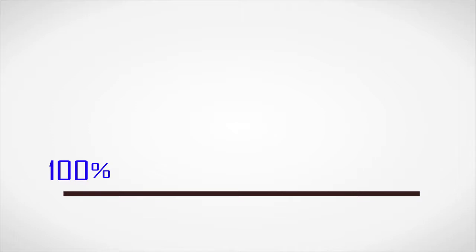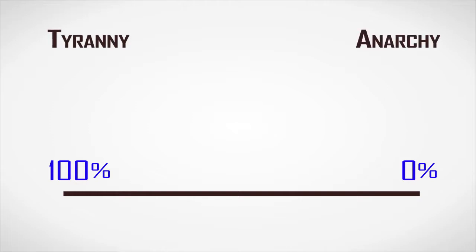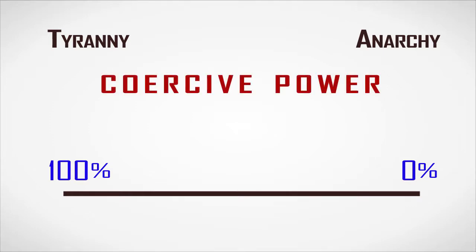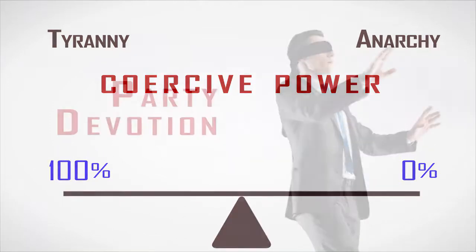Let me illustrate it this way. Imagine a line. You can draw it on a piece of paper if you want. On the left of the line, write 100%. On the right, write 0%. The far left is tyranny, and the far right is anarchy. Now, that's how the Founding Fathers measured political systems. They measured them in terms of the amount of coercive power, not parties. Measuring government this way is a wiser method. It enables us to find the true balanced center between two extremes.